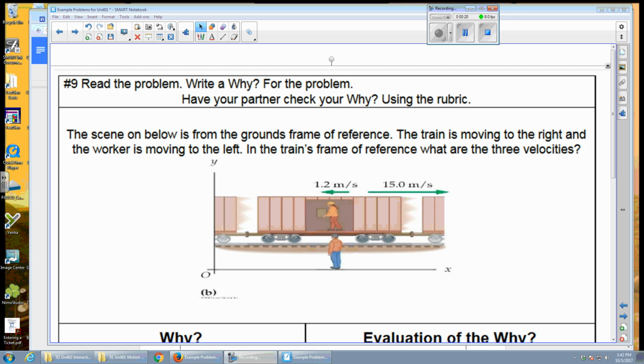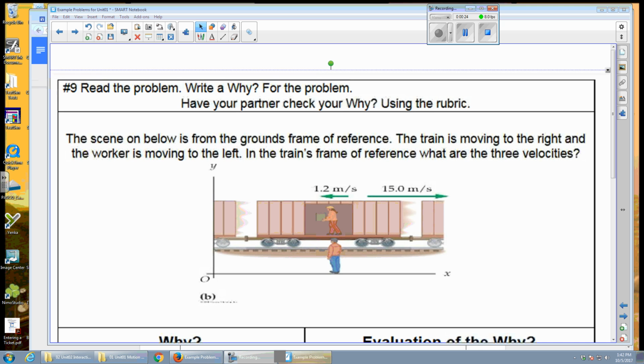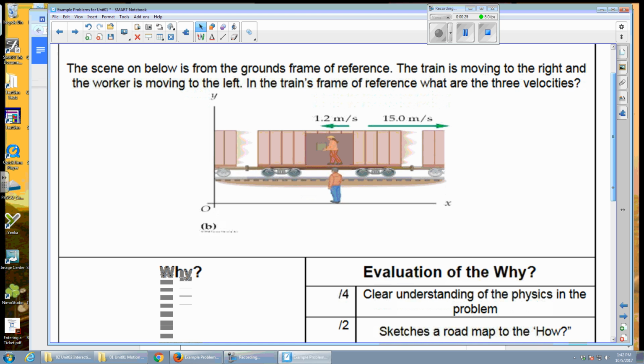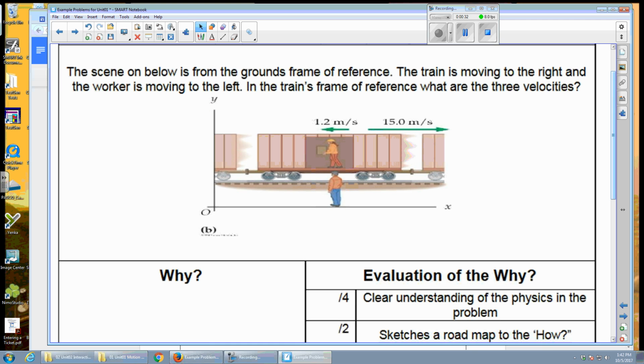All right. So we've got this situation where, from the ground's frame of reference, the train is moving to the right, the worker is moving to the left, and we're asked to switch to the train's frame of reference. What are the three velocities? The three things that will be moving are the train, the worker, and then we need to think of it as the earth, or the guy standing looking at the track, right?